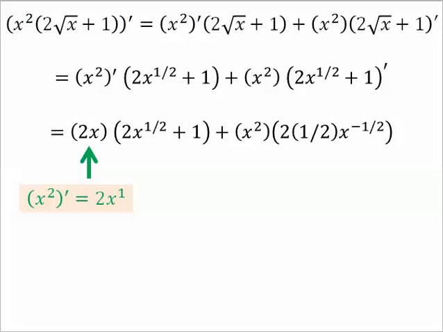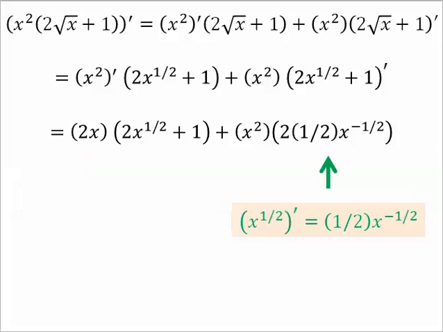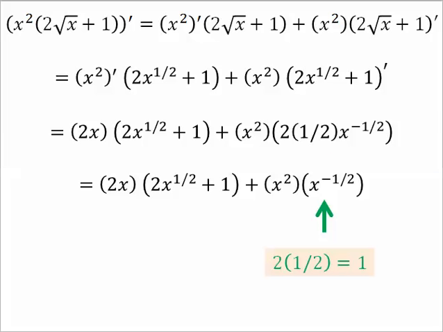The derivative of x squared is 2x. The derivative of x to the 1/2, well, bring down the 1/2, and then it's x to the 1/2 minus 1. Next, I just clean up my last factor. I've got 2 times 1/2, that's equal to 1. And next, distribute.